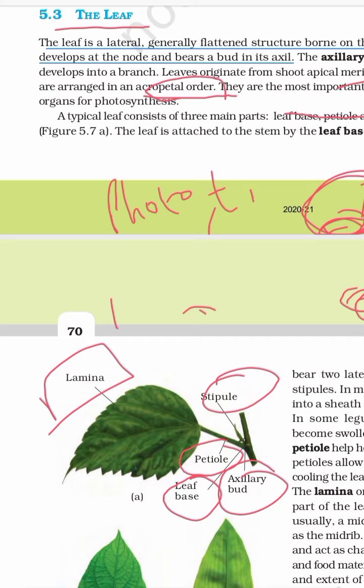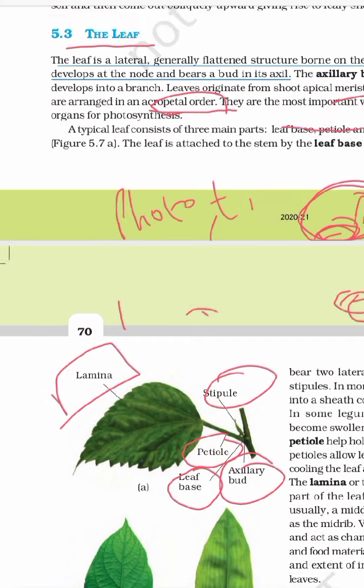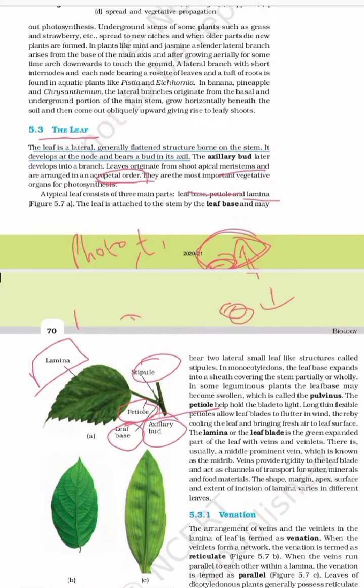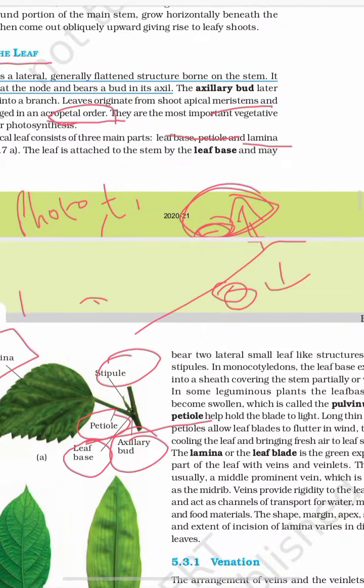Depending upon the incision on lamina. What do you mean by incision on lamina? Leaves can be simple or compound. So let me brief you with this, that is, what is a simple leaf and what is a compound leaf according to the incision of lamina, right?